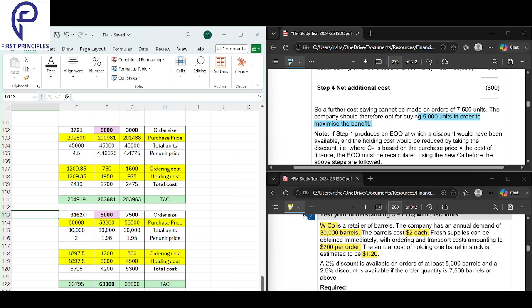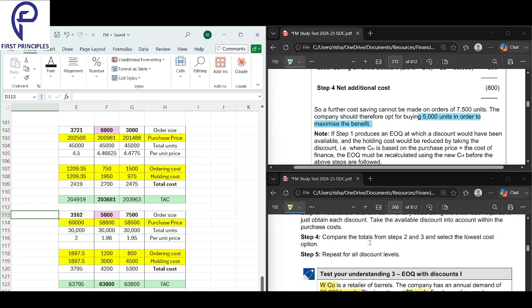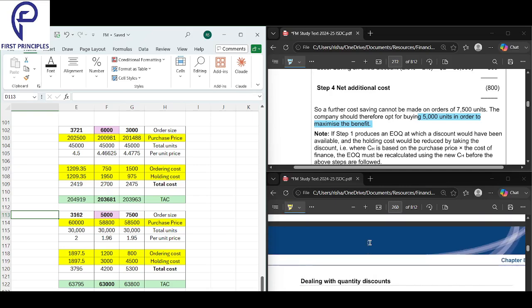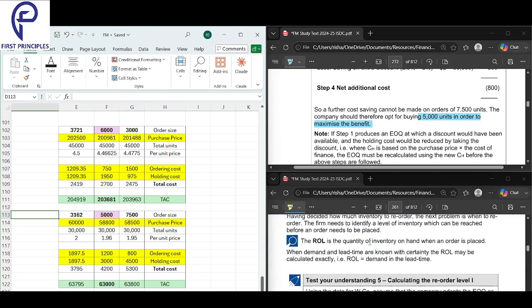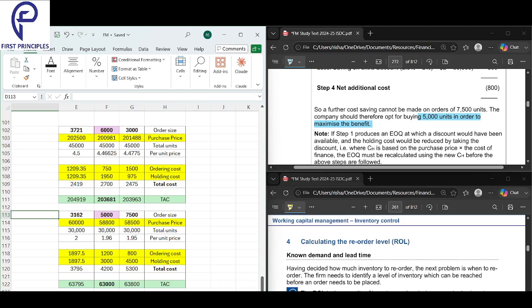Okay, that is about this. This is the lowest total annual cost. Do we understand this one, Shruti? Is it clear? Yes, sir. This is called dealing with quantity discounts. Okay, one last sum. Let's just do it from the exam kit, so that this topic is totally clear.